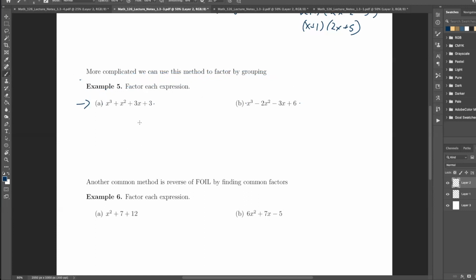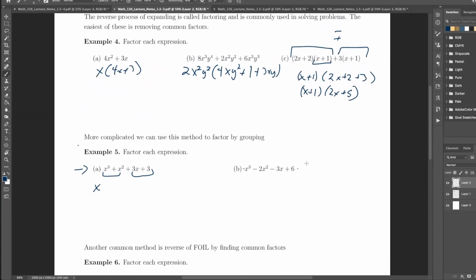Once you recognize that this pattern matches this pattern, you go ahead and group the first two together and the second two together and see what you get. Does that make sense? Can we go back to see? There we go.